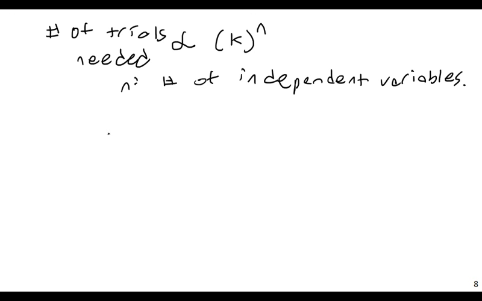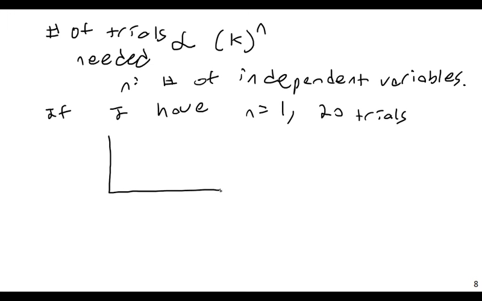So in other words, if I have n equals 1, maybe I only need 10 trials, or maybe only 20 trials. I would just create a series of data points, my independent and my dependent. I measure it, and I get a series of points, and then I use Excel or some other mathematical tool to find an approximate best fit function for those independent and dependent relationships.